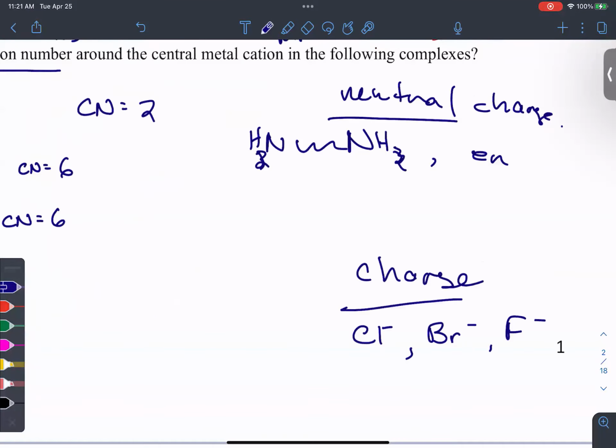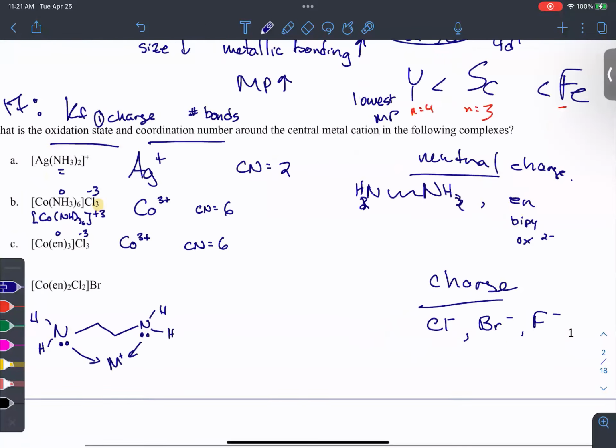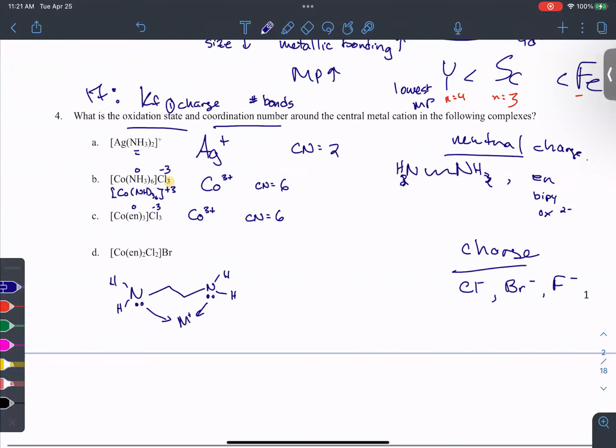Other bidentates are bipy, so it's bipyridine, another example of a bidentate, and what's another one? Oxalate, so typically it is abbreviated ox. This does have a charge that's 2-, but both of those are bidentates as well. And so that will affect the coordination number that you calculate. All right, okay, so now this other one.